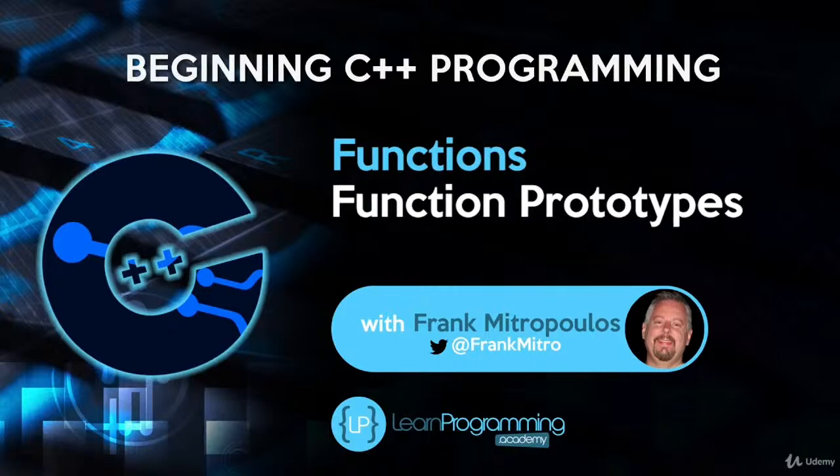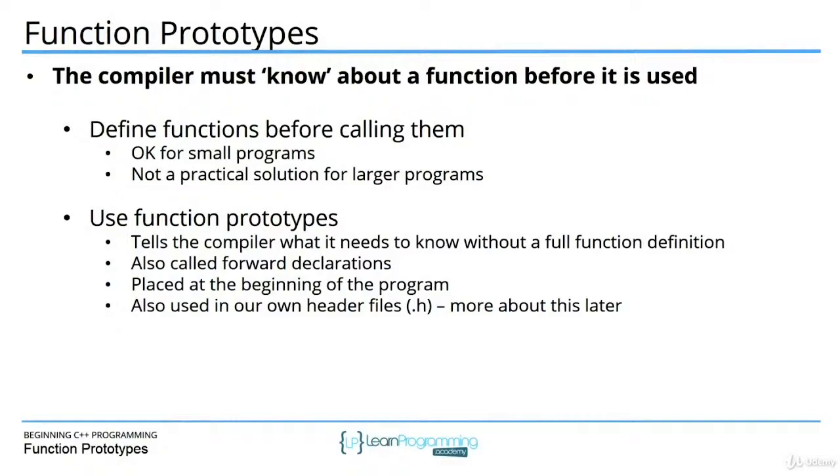In the previous video, I mentioned that the C++ compiler must know all about a function before it allows that function to be called. I didn't say why though. The reason for this is that the compiler can't check to see if the number of parameters passed in and their types are correct when the function is called, unless it knows about the function being called before it's called. There are 2 ways we can make this happen.